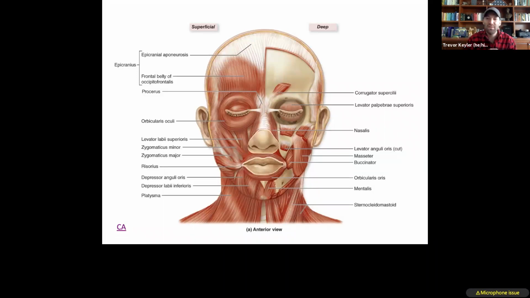Many of these muscles have origin directly on the bone, so on the skull somewhere, and then a lot of the insertions are on the skin, and that's a little bit unique for muscles. Oftentimes they're not with the skin, but this is really helpful for making those facial expressions that we need to communicate with other people. Let's work through some individual muscles here.